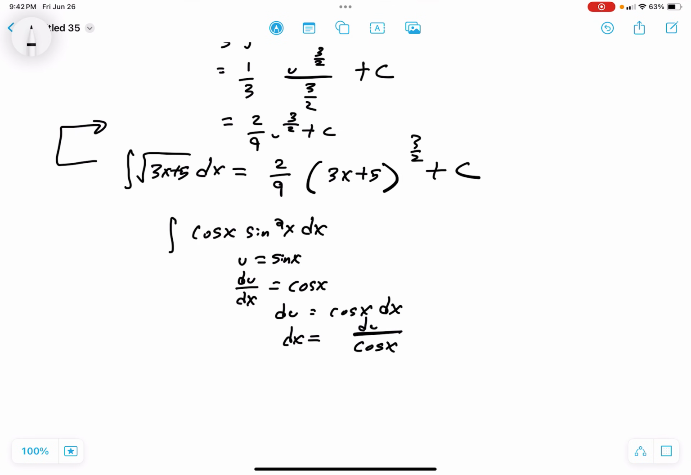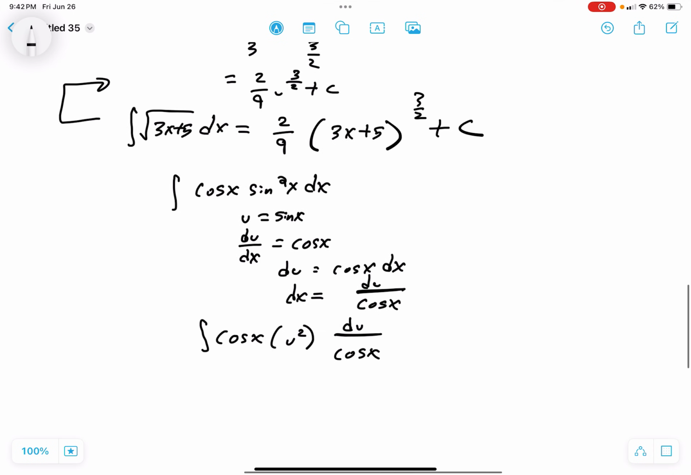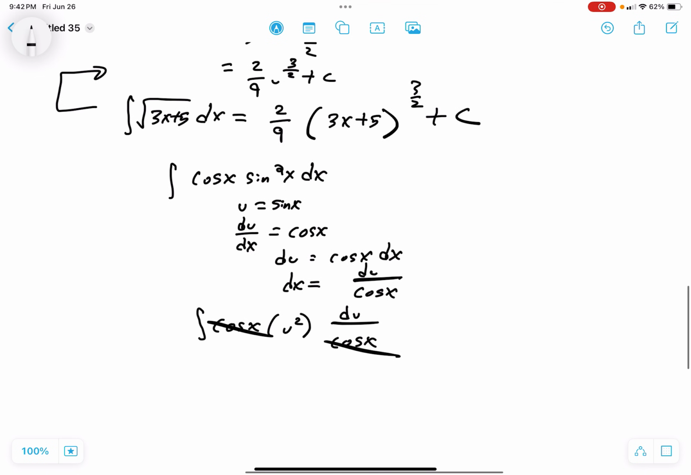Then I can substitute everything back in. So I have cos x. Now, if u equals sine x, then u squared equals sine squared x. So I'm going to say u squared. And now I'm going to substitute my dx, du over cos x. Now, look at how nice this is. My cos x's are going to cancel out, and I'm left with the integral of u squared du, which equals u cubed over 3 plus c.